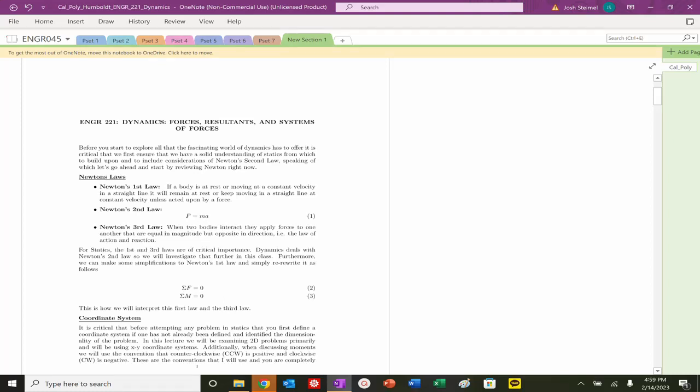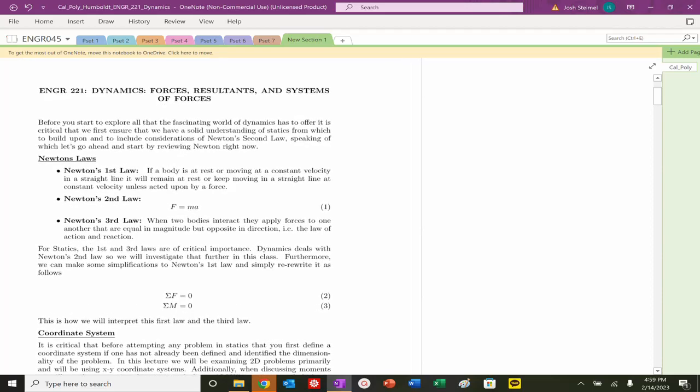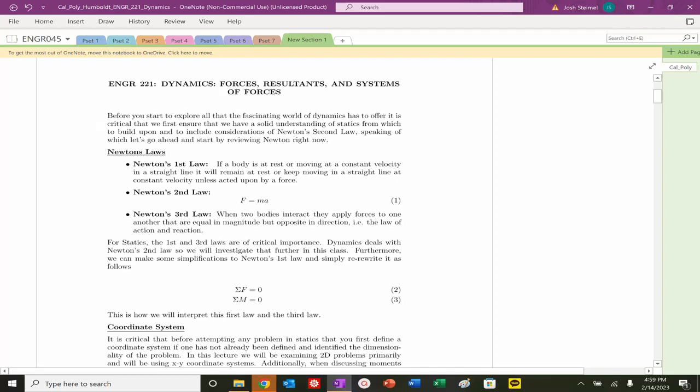Hello, everyone, and I'm excited to be here today to talk to you about ENGR 221 dynamics. Before we get into the fascinating world of dynamics, where you're going to learn a lot about different systems, looking at kinetic energy and potential energy, and basically looking at moving systems, we want to have a solid understanding of statics concepts.